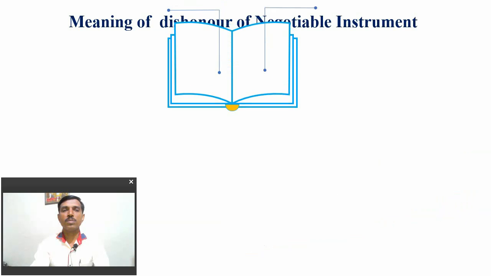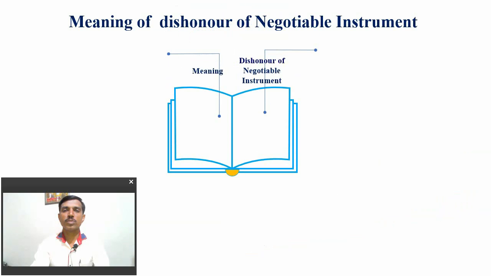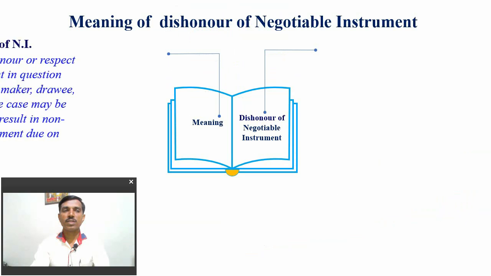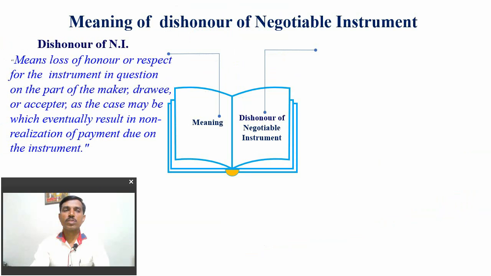Now, the meaning of dishonor of a negotiable instrument as per the Act. What is meant by the dishonor of a negotiable instrument? It means loss of honor or respect of the instrument in question on the part of the maker, drawee or acceptor, as the case may be, which eventually results in non-realization of the payment due on the instrument.